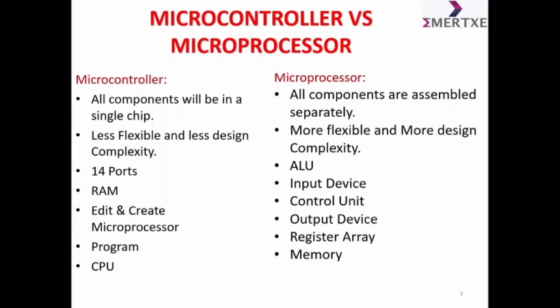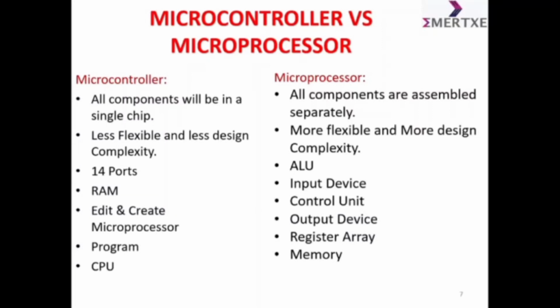Next we see microprocessor versus microcontroller. In a microcontroller, all components are in a single chip, whereas in a microprocessor, all components are assembled separately. A microcontroller is less flexible with less design complexity. A microprocessor is more flexible with more design complexity.